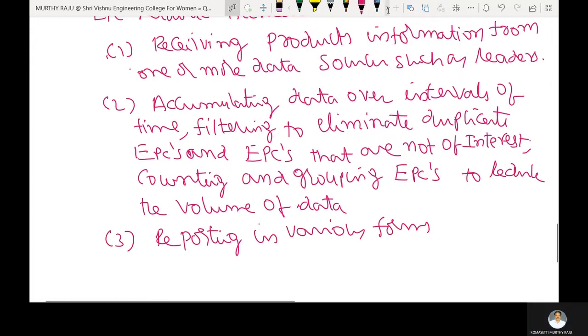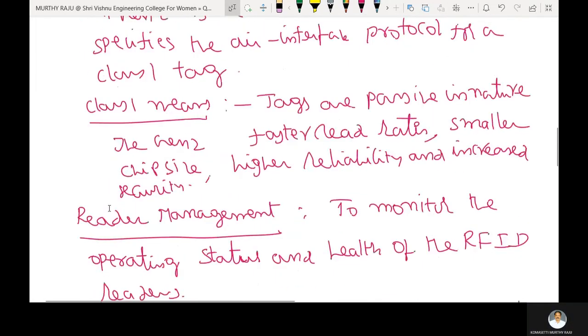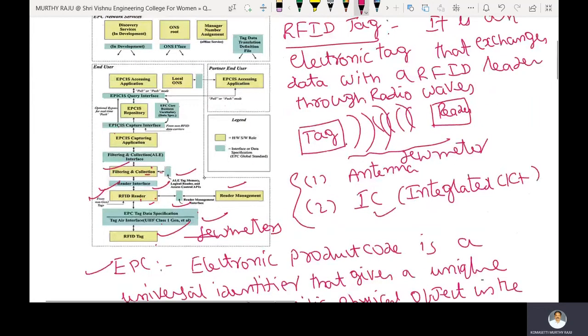These are the filtering and collection operations. Coming to the filtering and collection ALE interface. Filtering and collection, that means ALE. This means Application Level Events. Extract the information from the RFID reader interface related to products information.